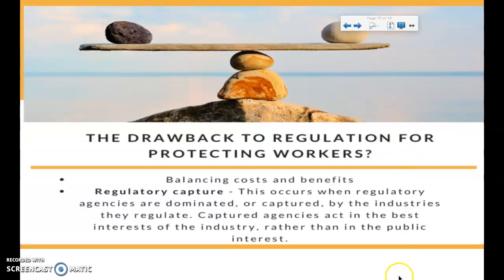So the drawback to regulation for protecting workers: the regulatory agencies, your book compares them to referees, which I think is a good analogy. The role is to make sure that firms play by the rules and that individuals are protected. But referees sometimes make the wrong call, right? They make a mistake. The public disagrees with the referee. There's booing and jeering and yelling at the referee because they made a bad call. Well, we as consumers and individuals do that with the government as well. So sometimes those government regulators get it wrong. So there's costs and benefits that have to be balanced.